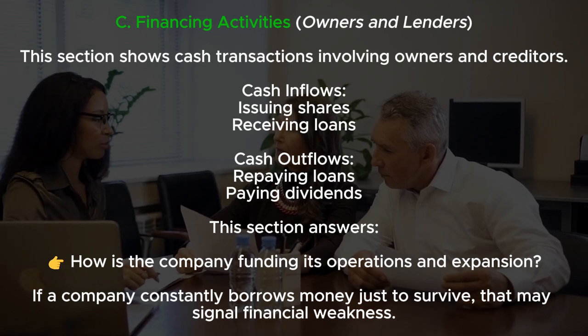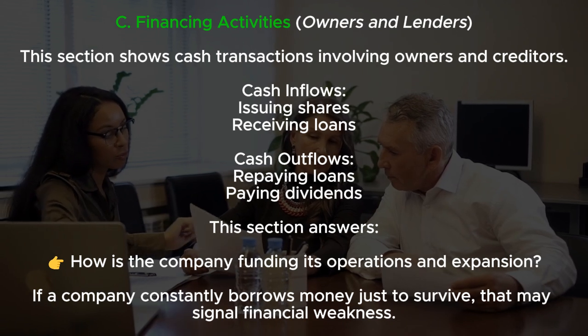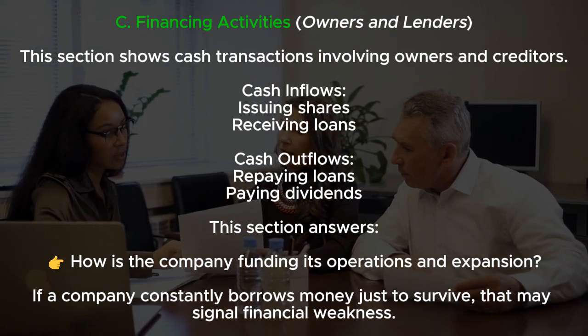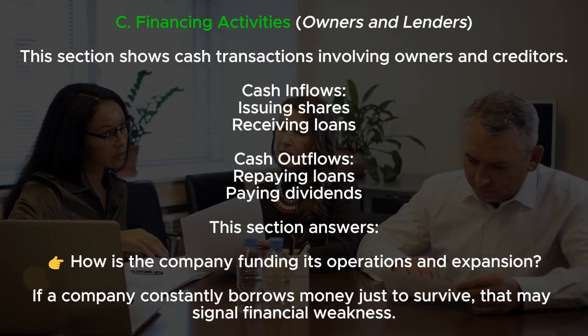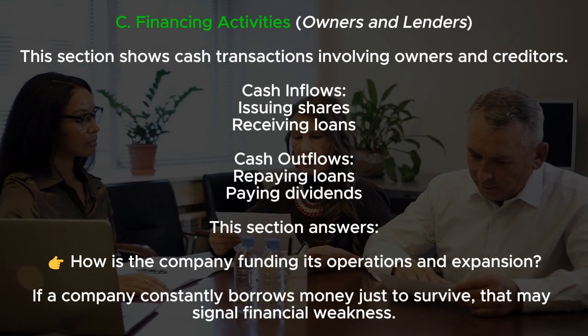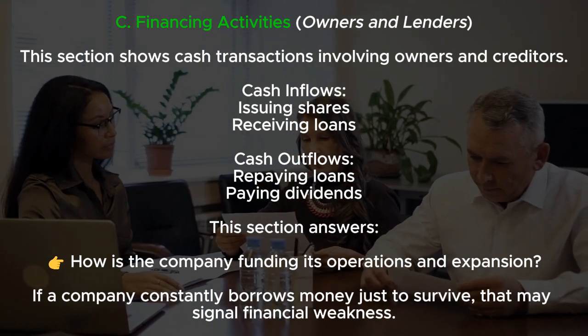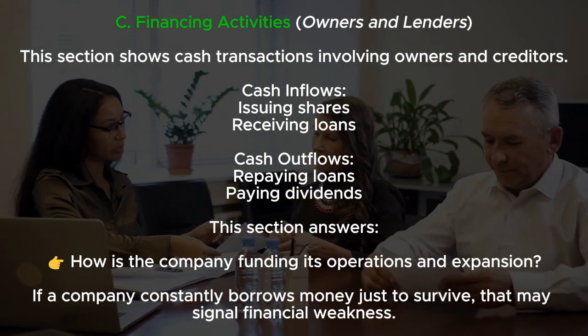C. Financing activities, owners and lenders. This section shows cash transactions involving owners and creditors. Cash inflows, issuing shares, receiving loans. Cash outflows, repaying loans, paying dividends. This section answers, how is the company funding its operations and expansion? If a company constantly borrows money just to survive, that may signal financial weakness.